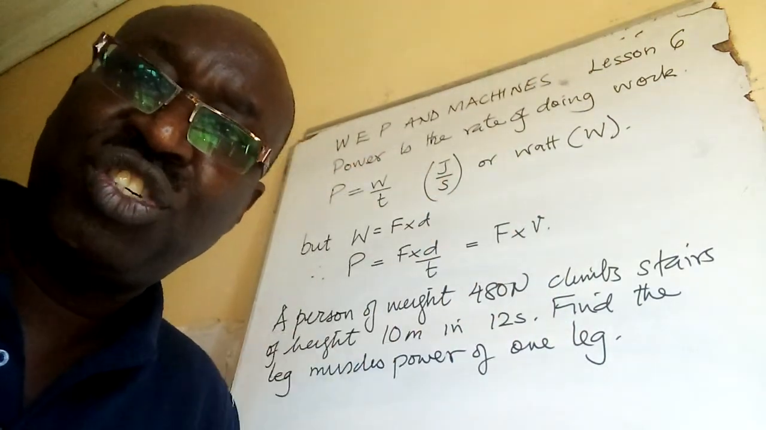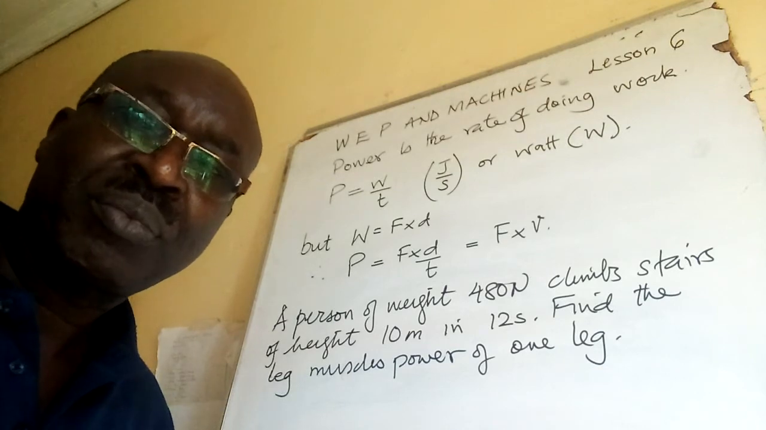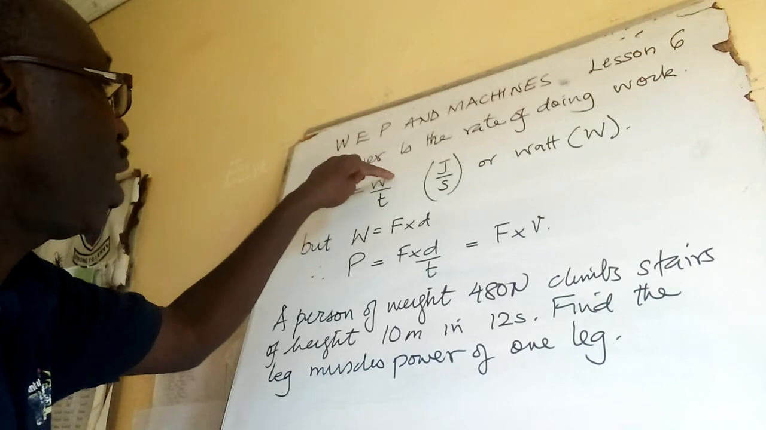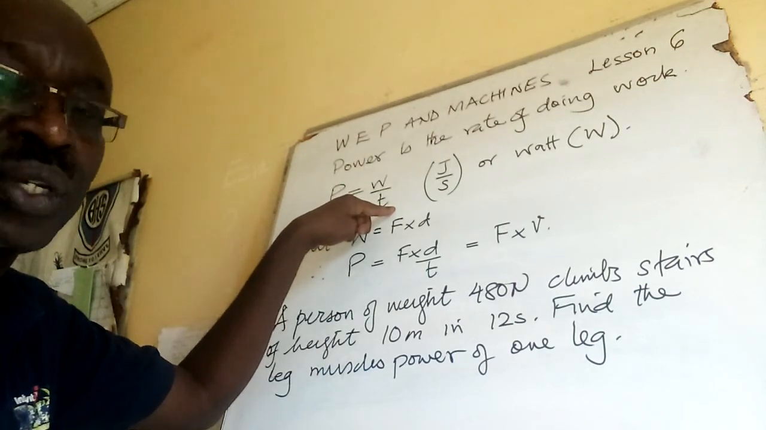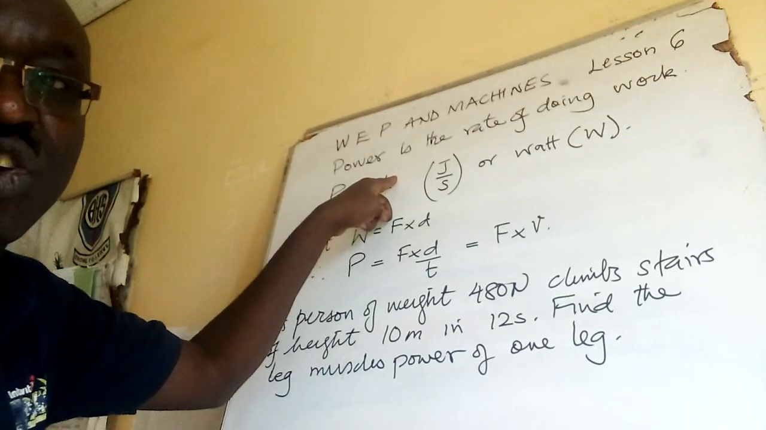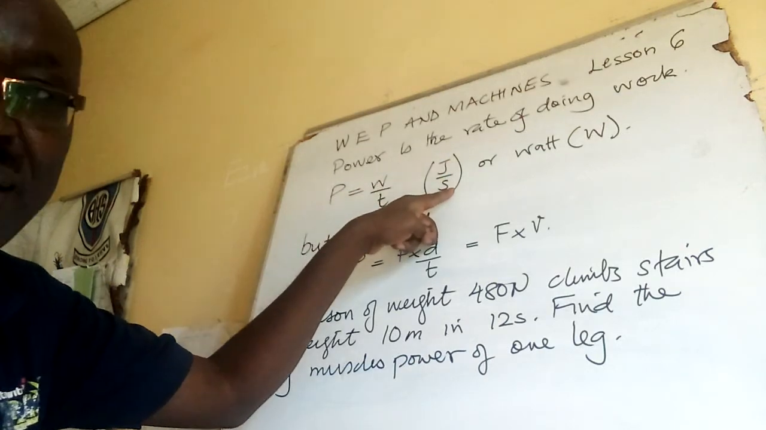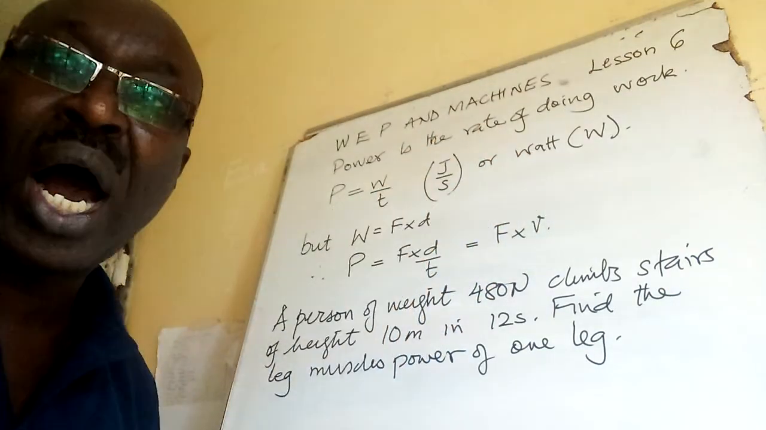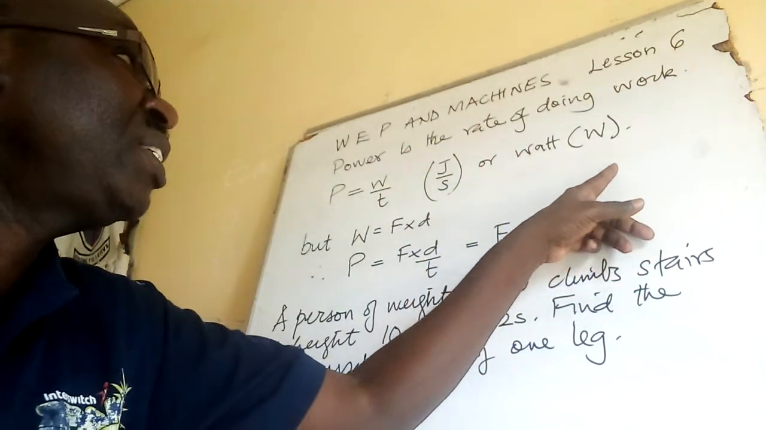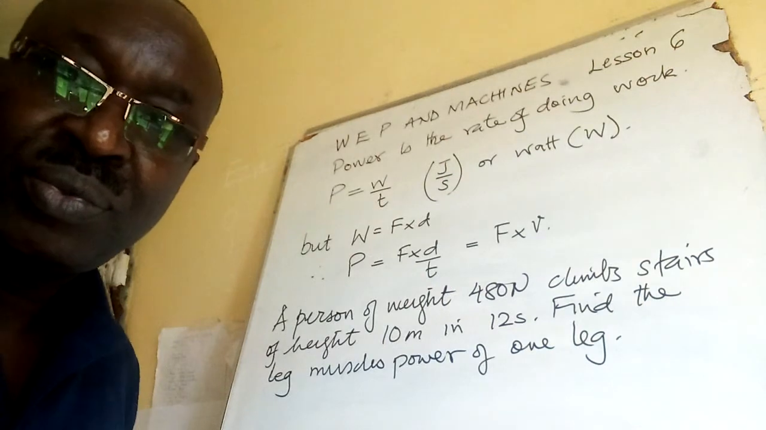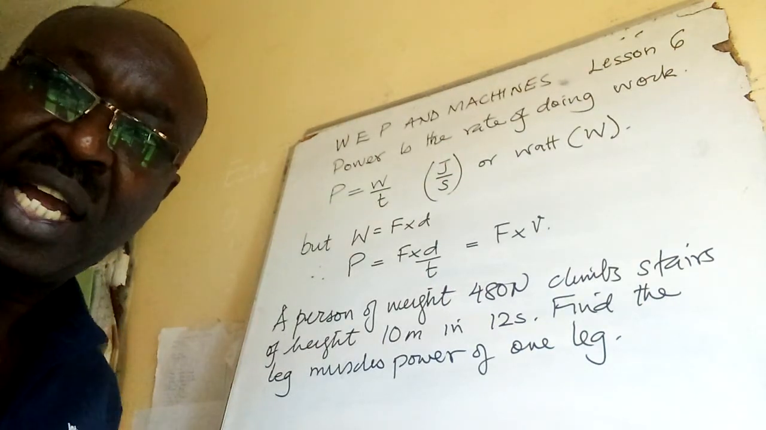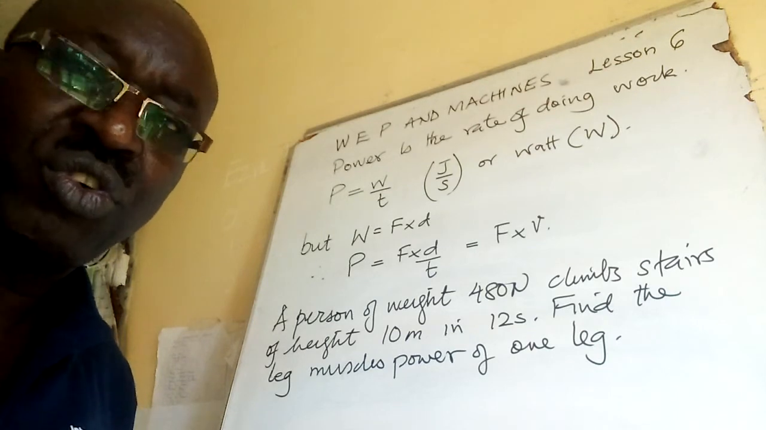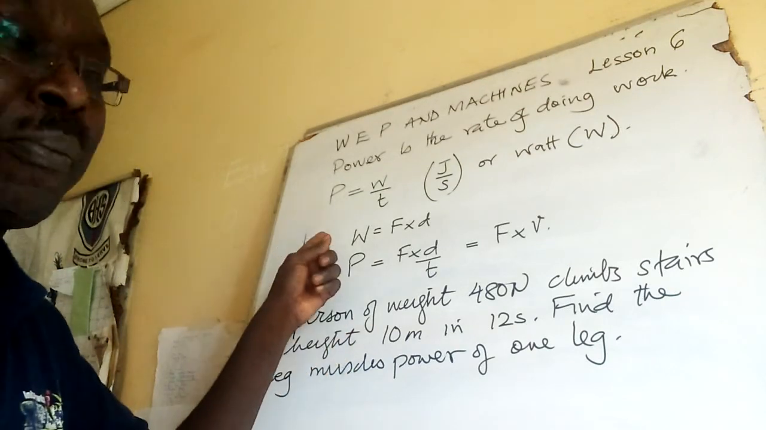Okay? So mathematically, we write power is equal to work over time, giving us the SI unit joule per second. The joule per second is also known as the watt, symbolized capital W. Every time you have these quantities, it's good to know their SI unit.